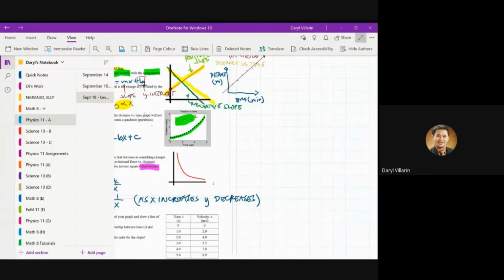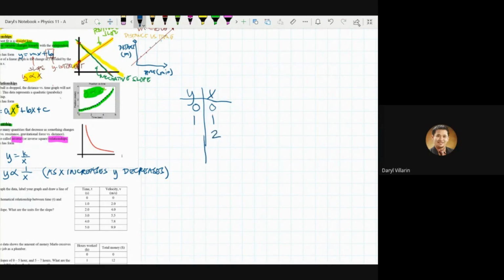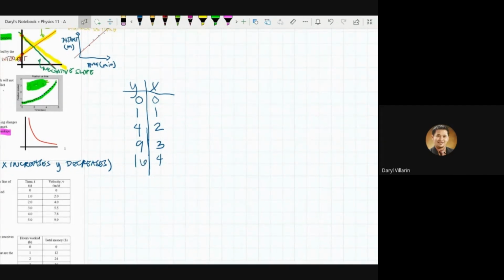So let's say a common, basic one. Let's say y and then x. So let's say 0, 0. This is 1, this is 1. If this is 2, this would be 4. If I have 3, this is 9. And then 4, you have 16. So if I'm going to graph this data, let's see what the relationship of this data would be.